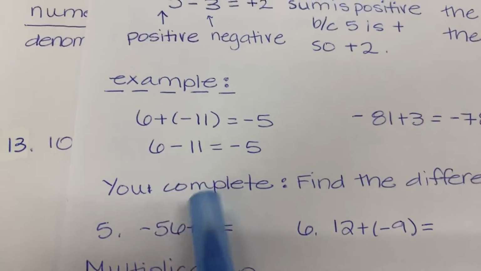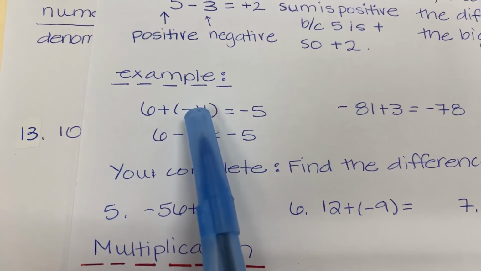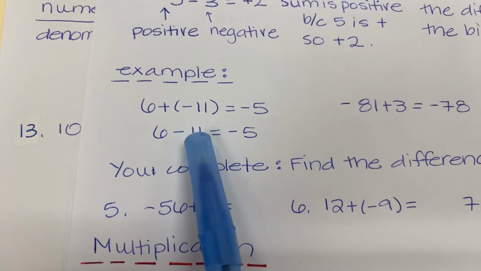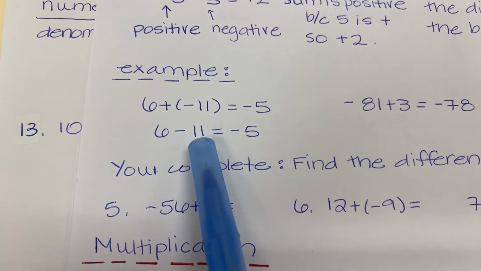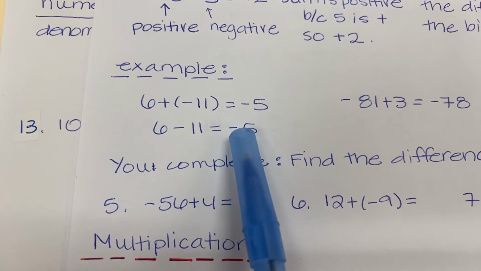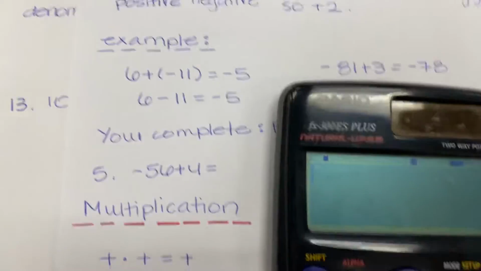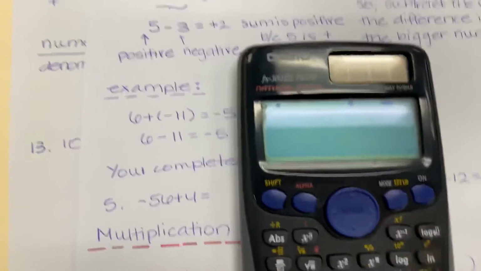Let's do another example. 6 plus negative 11. I've got a positive and I've got a negative, so 6 minus 11. 11 is the bigger number, so my answer is going to have that sign, which is negative. What's 6 minus 11? Negative 5. You could also grab a calculator and type either one.